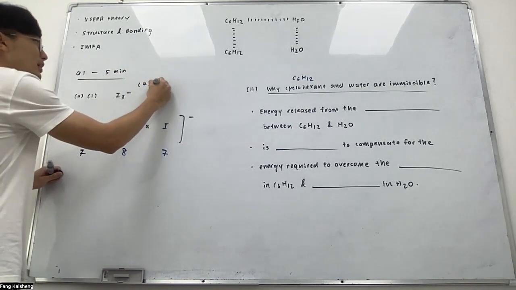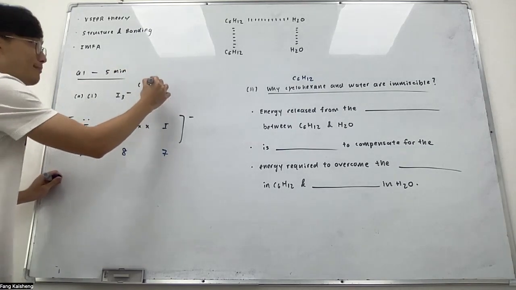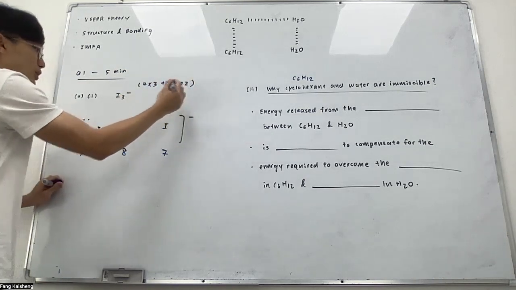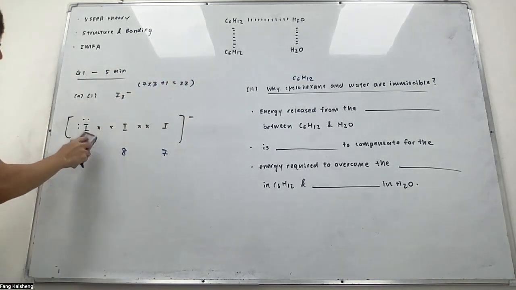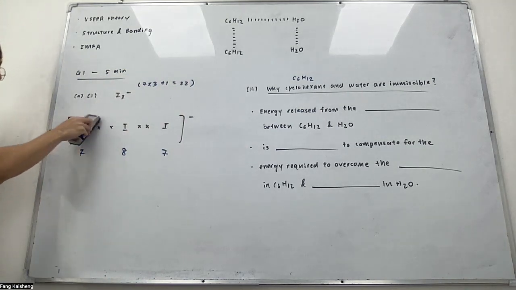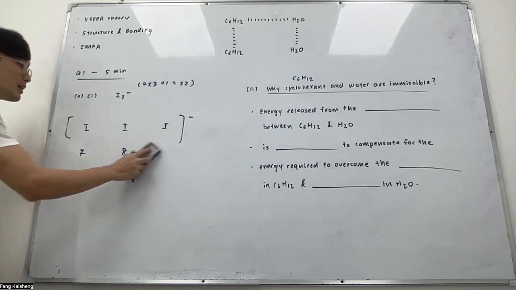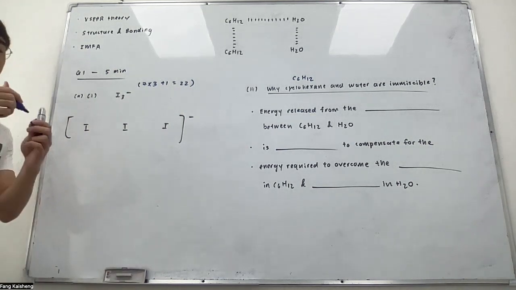7 times 3, plus 1, right? Because we got the extra electron. So this is an even number, so you're not allowed to have an odd number of electrons here. So we know that adding to the center is just not viable. Instead, what we can do here is to add it to the sides.